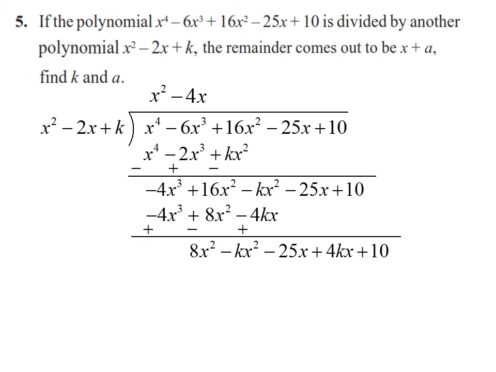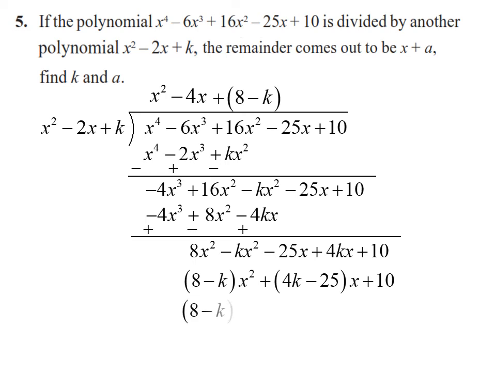But for the next proceeding, we have to simplify this term. So first, from the first two terms, I will take common x square, and from the next two terms, I will take common x. So my simplification will become 8 minus k into x square plus 4k minus 25 into x plus 10. Now, which number do we have to divide by? It is 8 minus k. We know the method. So my next number will be 8 minus k.